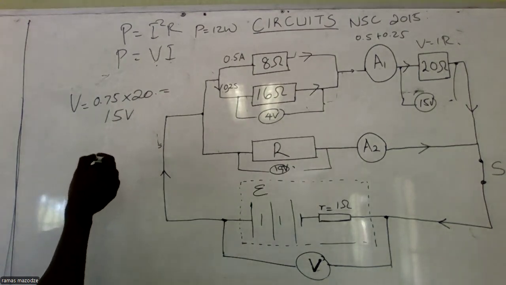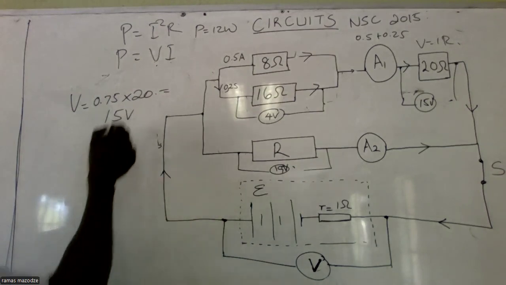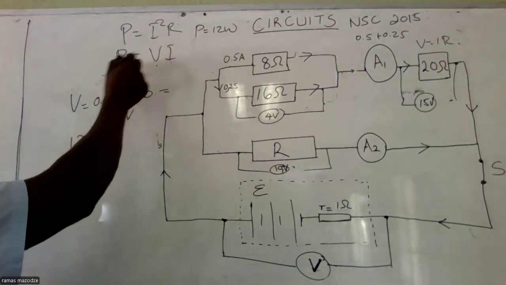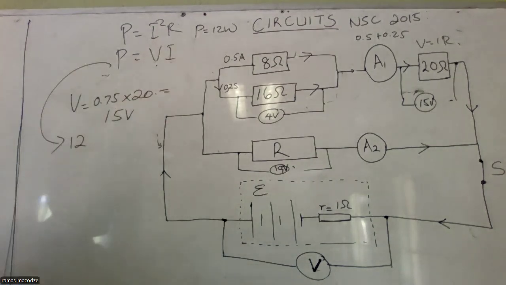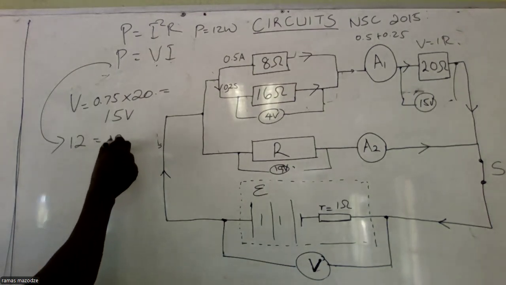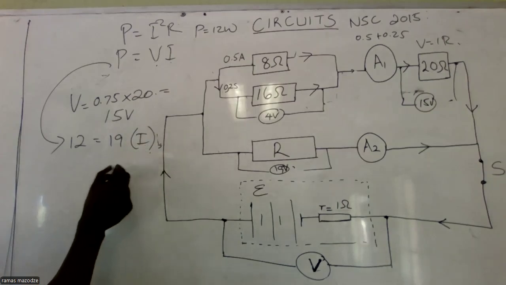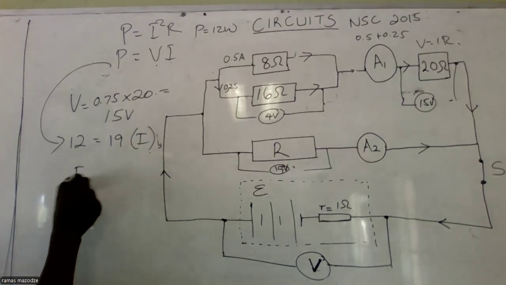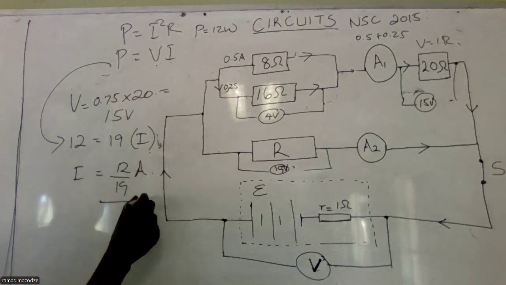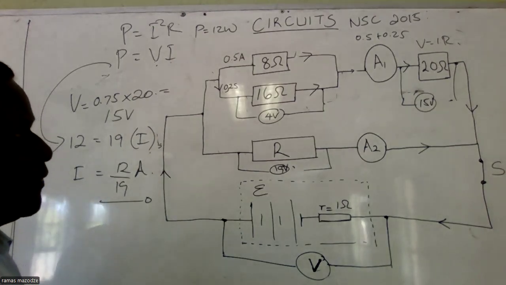So that would be the power is 12. I'm just substituting into this one. Maybe it's clear if I do like this. Power is 12, the voltage is 19, the current is unknown. Okay, so I is going to be 12 over 19 amps. You could use a calculator there to calculate the current.